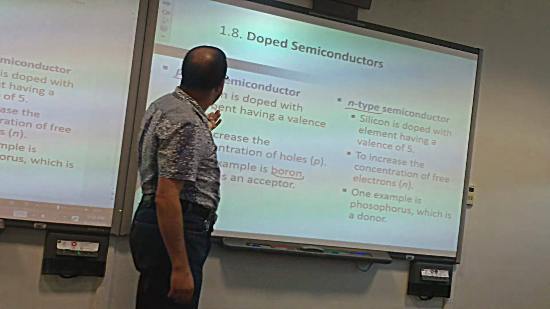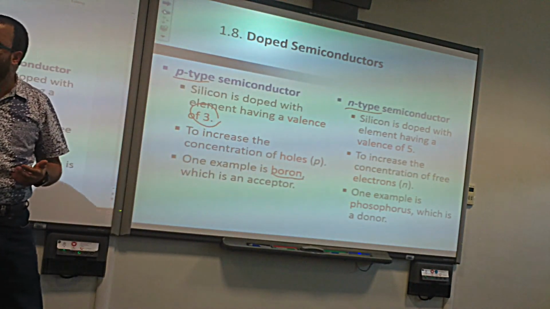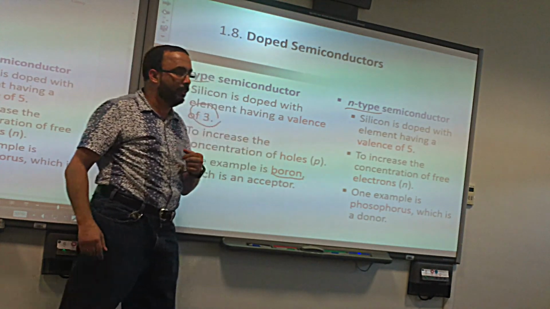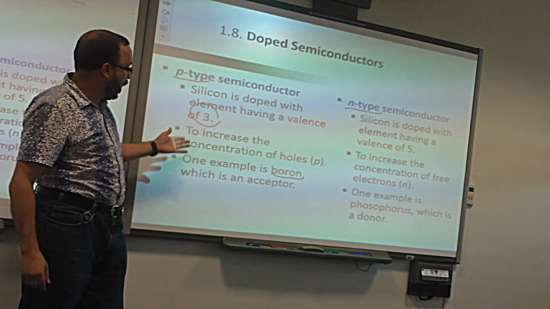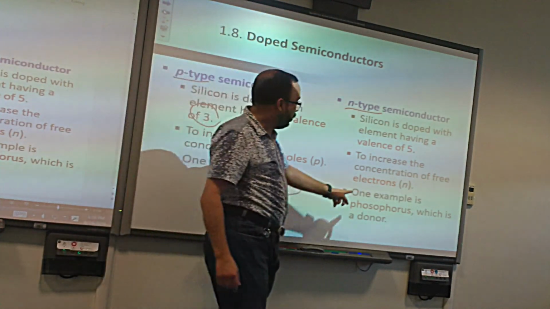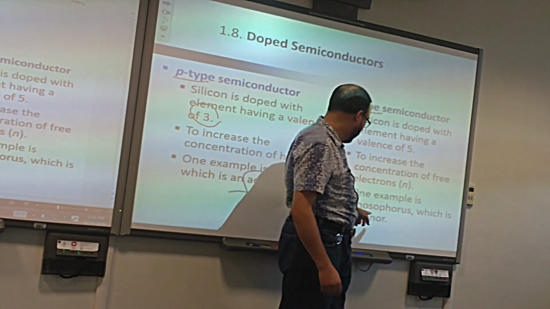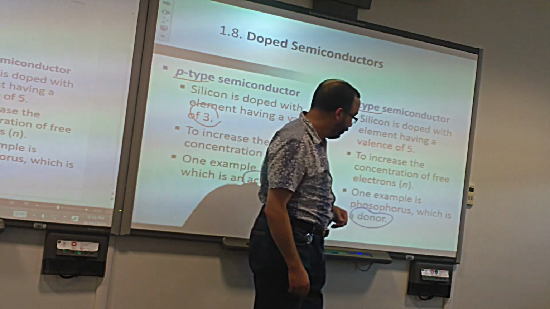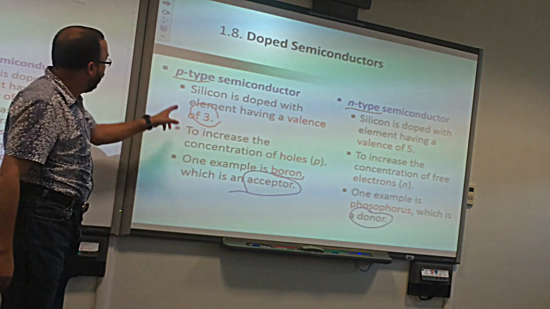The acceptors, they are like beggars. I need an electron. So they take an electron, they create a hole there. Okay, we call these guys acceptors. The boron is an acceptor. And we call these guys the donors because they donate. They give away.